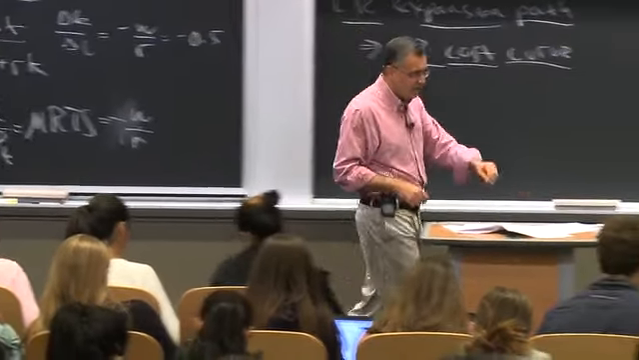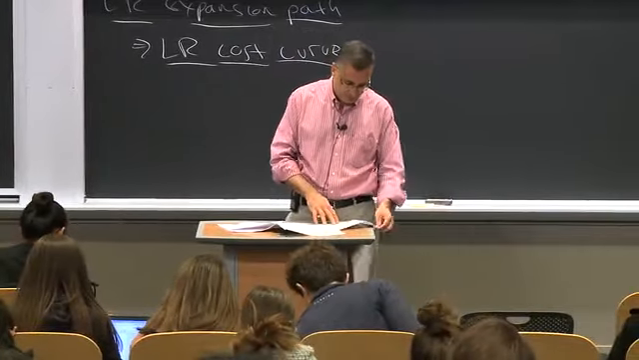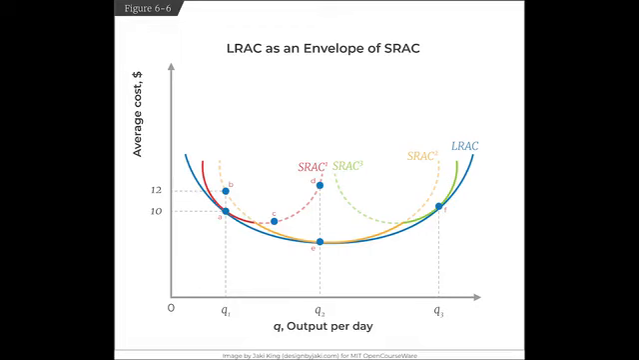So to see that, let's go to figure 6.6. This is a confusing figure, so bear with me as I walk you through it. Consider a firm with 3 possible sizes of plants. They're going to build a plant, so the capital here is the building. And there's 3 possible sizes, small, medium, and large. The small plant has the curve SRAC1.